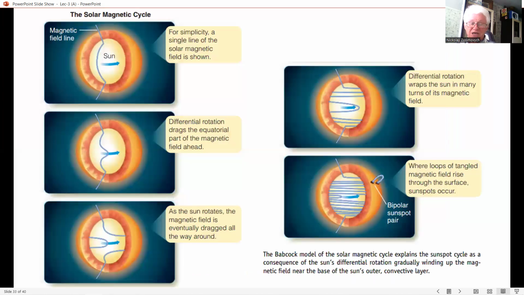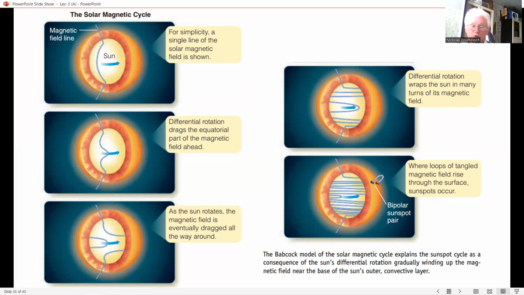Also, the magnetic cycle is not fully understood. The Babcock model, named for its inventor, explains the magnetic cycle as a progressive tangling of the solar magnetic field. Because the electrons in an ionized gas are free to move, the gas is a very good conductor of electricity. So any magnetic field in the gas is frozen into it. If the gas moves, the magnetic field must move with it, right? And the sun's magnetic field is frozen into its gases.